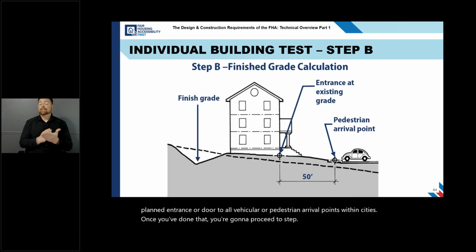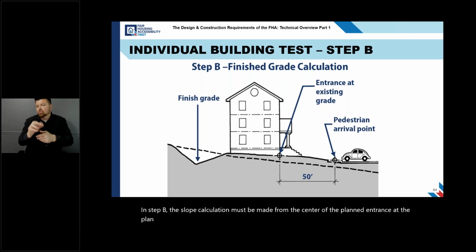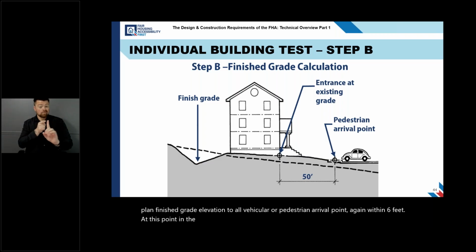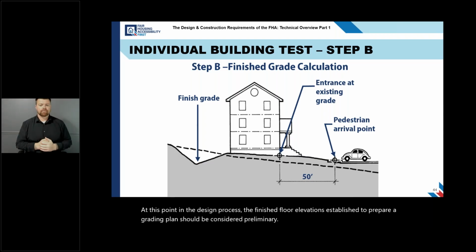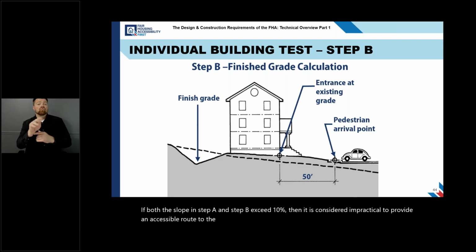In step B, the slope calculation must be made from the center of the planned entrance at the planned finished grade elevation to all vehicular or pedestrian arrival points, again within 50 feet. At this point in the design process, the finished floor elevations established to prepare a grading plan should be considered preliminary. If both the slope in step A and step B exceed 10%, then it is considered impractical to provide an accessible route to the building or dwelling unit entrance.